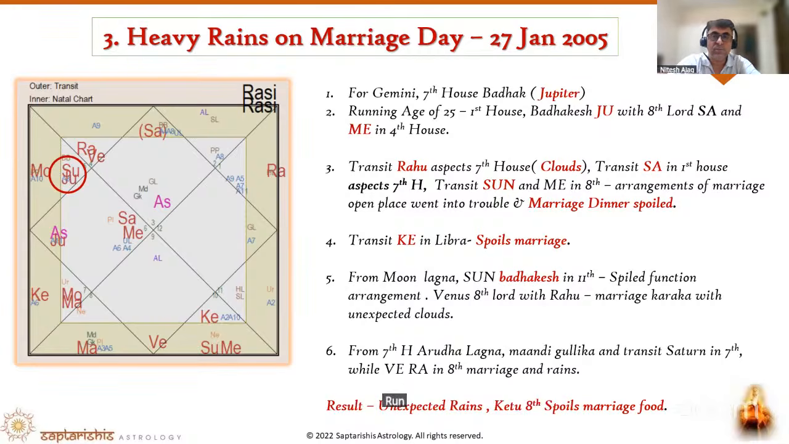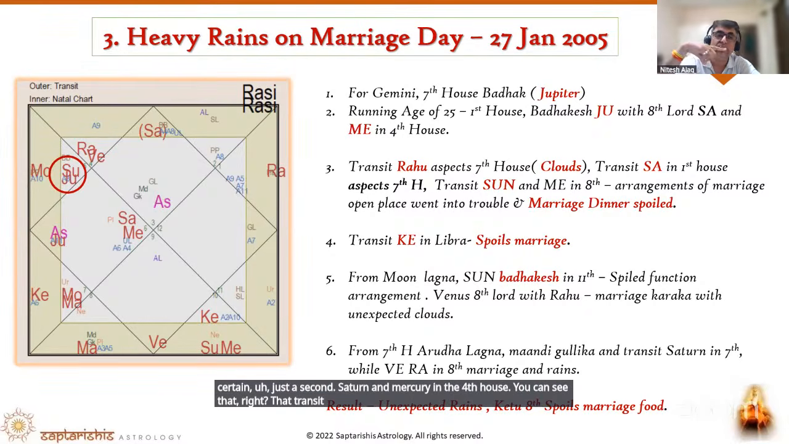And we all know that dual lagnas have the seventh house as Badhak. The running age is 25, the first house. Badhak is Jupiter with the eighth lord Saturn. Badhak with lord Saturn and Mercury in the fourth house. You can see that, right? That transit Jupiter with Saturn and Mercury is in the fourth house.